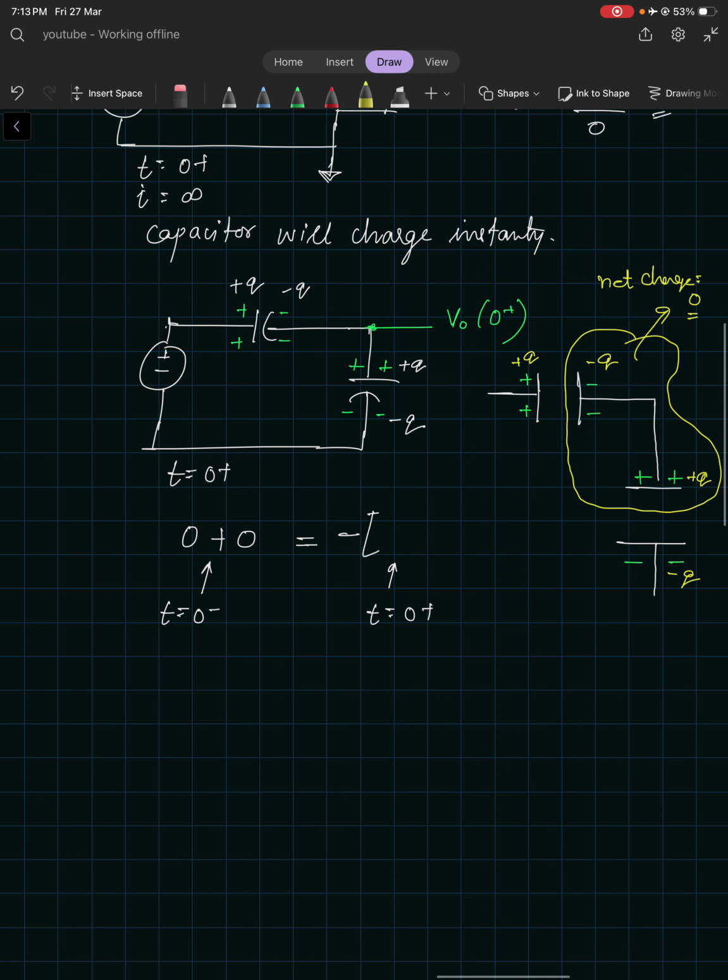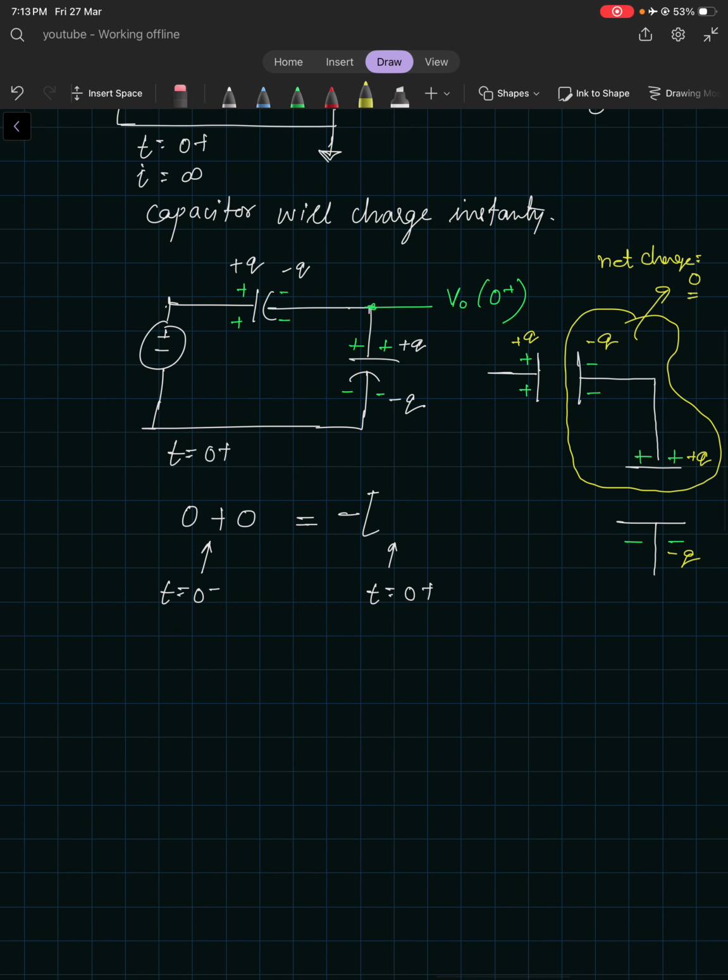So at t is equal to 0 minus, the capacitor was not charged and there was no charge. But in the second case, both the capacitors would be charged, but the effective charge on these two plates would be 0. The net charge would be 0, because these plates are isolated. You are not putting a charge from an external source at this node. So even after switching, the total charge present at this node will be 0.